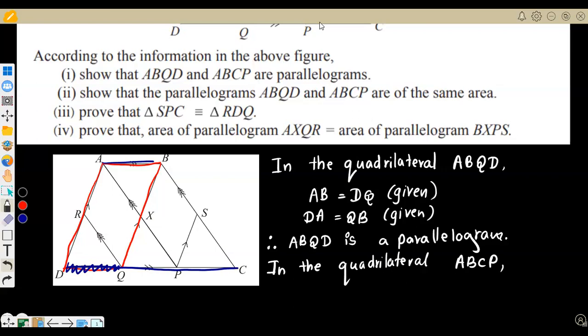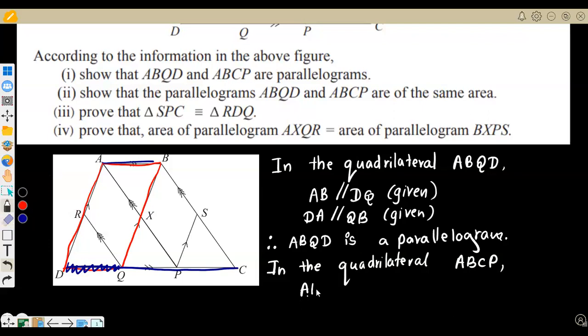Yes, someone say. AB equals PC. AB equal PC. Very good. Oh, sorry. Here it's not equal. Parallel, no? Yes, it should be parallel. Okay. Extremely sorry. It should be parallel. It should be given like this.